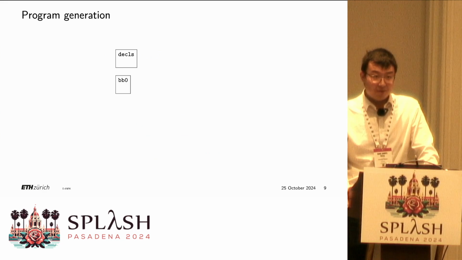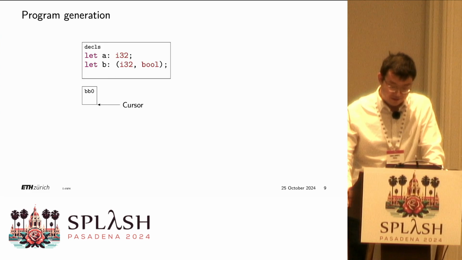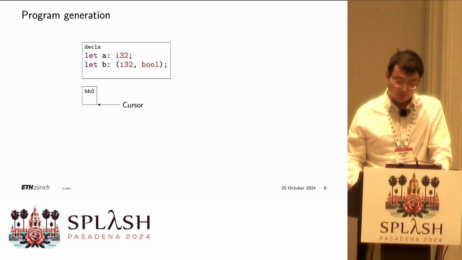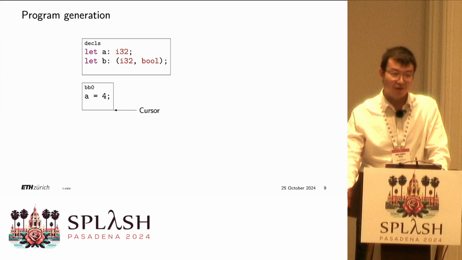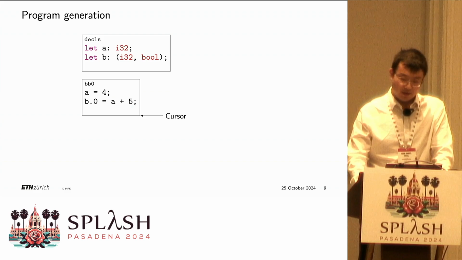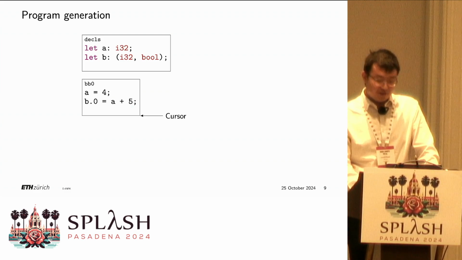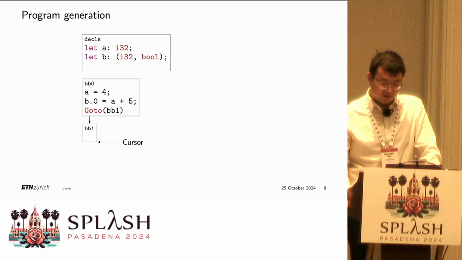We generate programs in a top-down fashion. We start with an empty function, declare some local variables, and generate statements to a basic block one at a time. The cursor represents the location of the next statement to be generated. And after a random number of statements are generated, we produce a terminator and then move our cursor into the basic block it targets and continue there.